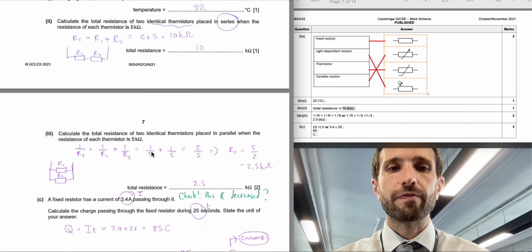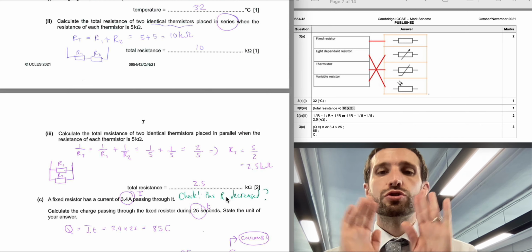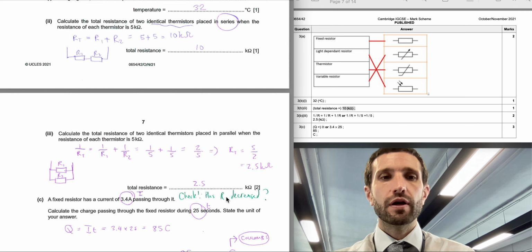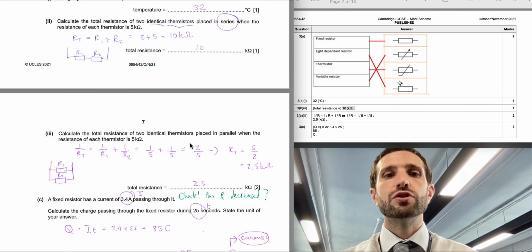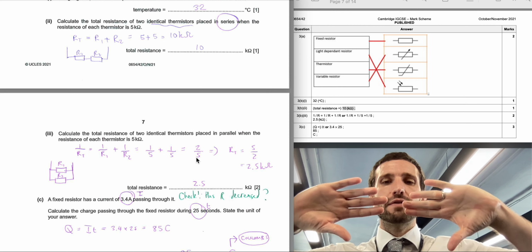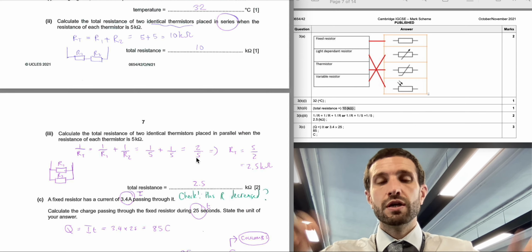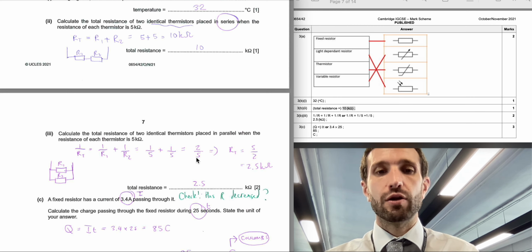Therefore, we're going to put our 1 over 5, and we're going to get 2 over 5. Now this is the point where students will often stop. They'll forget to flip it. Well, what we've calculated there is 1 divided by RT. So I've calculated 1 divided by RT is 2 over 5. Well, if I then flip everything, so I've got RT divided by 1, so RT is equal to 5 over 2. And therefore, it is 2.5 kiloohms.